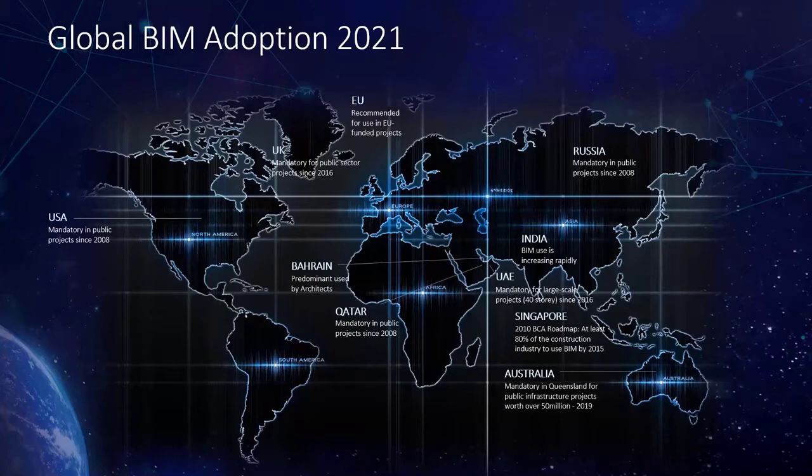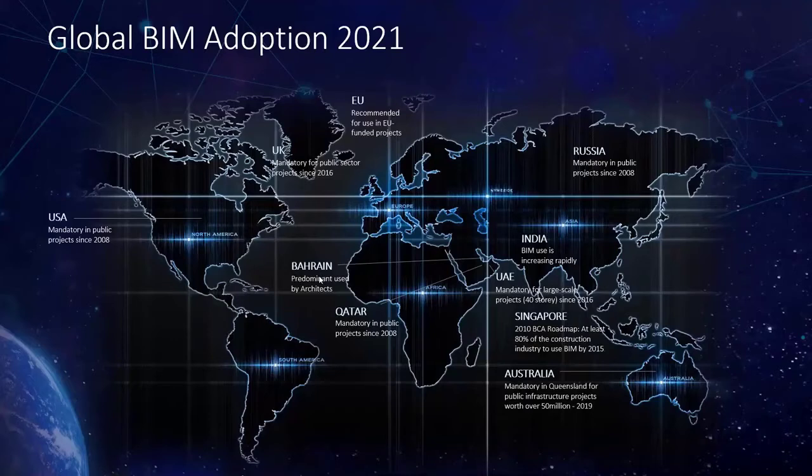All right, so enough talk about the overview. Without further ado, let's get started with global BIM adoption. You can see different countries are at different stages in regards to adoption of BIM technologies. For instance, the United States has had it mandatory in public projects since 2008. In India, BIM is increasing rapidly. In Europe, any EU-funded project must use BIM-based software. In the UK, it's mandatory for public sector projects since 2016.